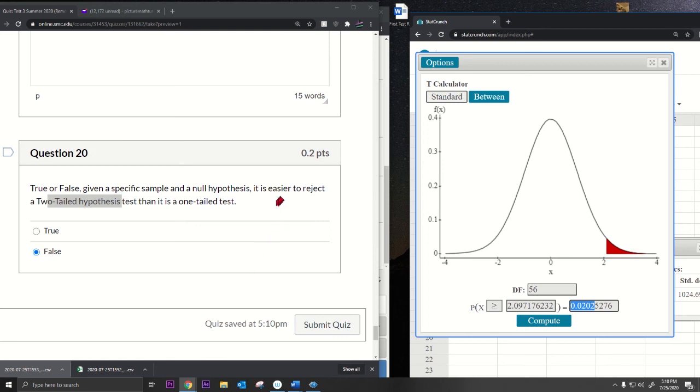So basically, is it easier to reject a two-tailed hypothesis? No, it's not easier. It's actually twice as hard. Your data needs to be twice as good. So that's why the answer is false here, because you're doubling the probability. You need to understand the idea of a two-tailed test is that there's two tails. So the p-value is doubled. And when the p-value gets bigger, you have less evidence to reject the null hypothesis.